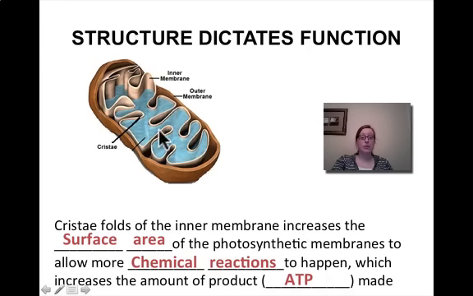And again, the purpose of that is because we want to increase the output of the product we are making here, which is ATP. So structure dictates function. Very, very important for both the chloroplast and the mitochondrion. I guarantee you will see that as a short answer or essay question on an upcoming exam.